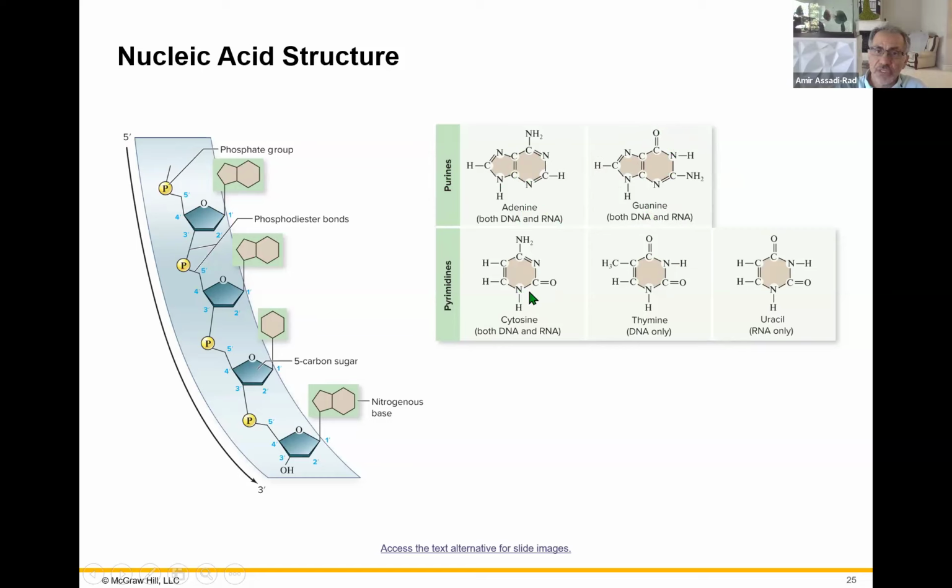All of these are nitrogenous bases. Nitrogenous bases are broken down to 2 groups: purines and pyrimidines. Purines, they have 2 rings. Pyrimidines, they have 1 ring.